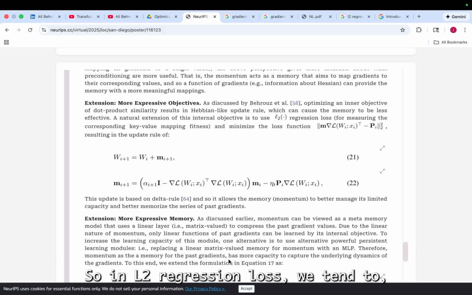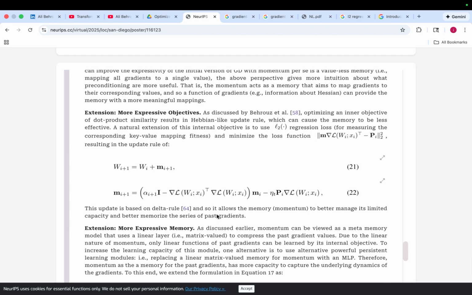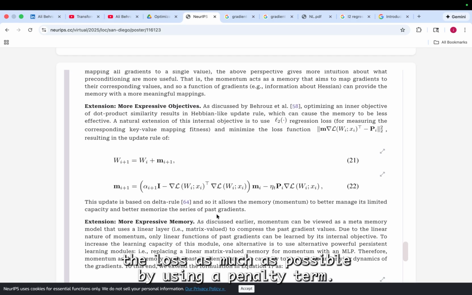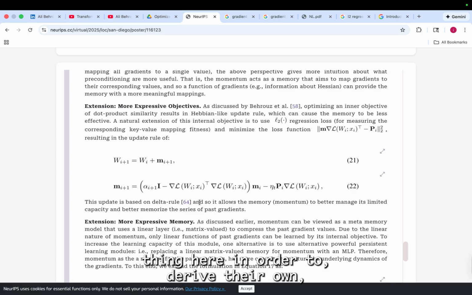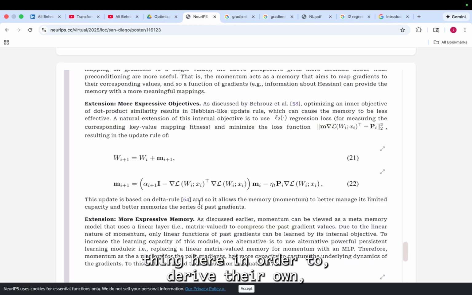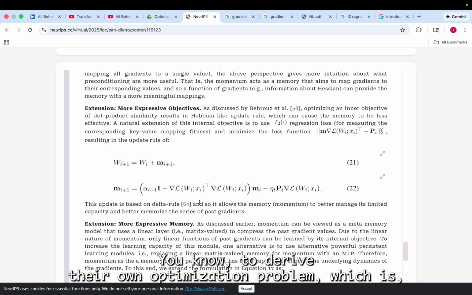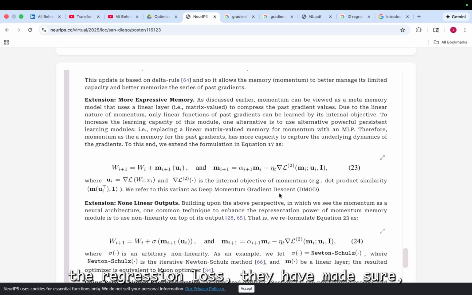So in L2 regression loss, we tend to minimize the errors, reducing the loss as much as possible by using a penalty term. They have also introduced that here in order to derive their own optimization problem, which is the L2 regression loss.